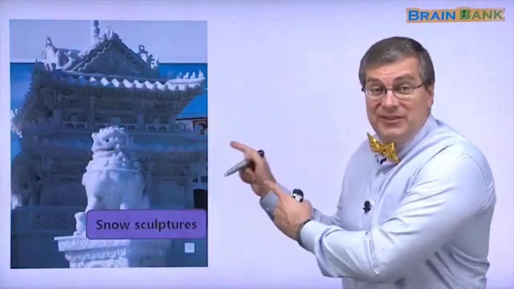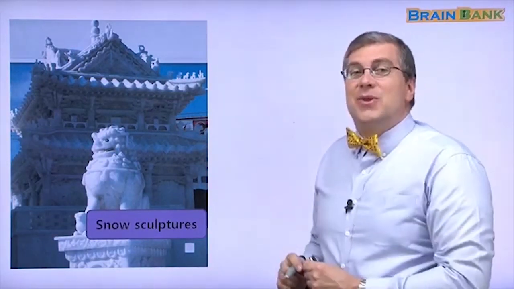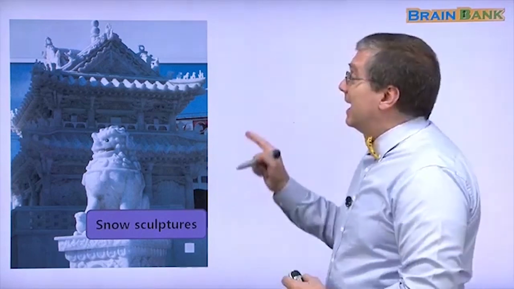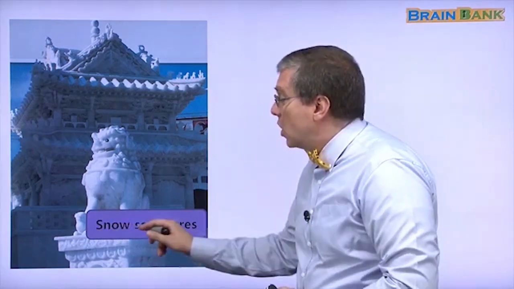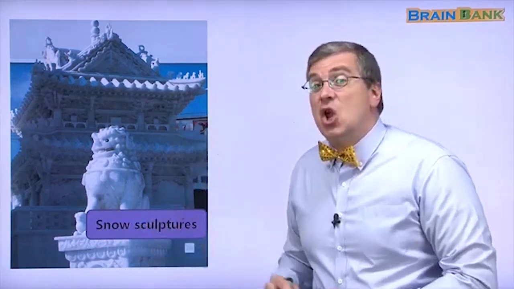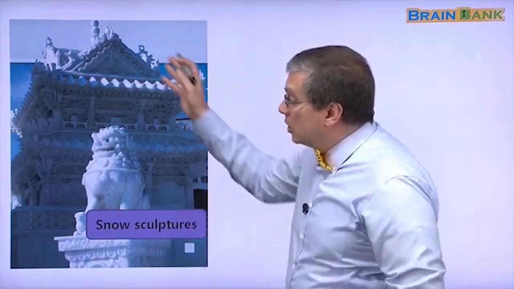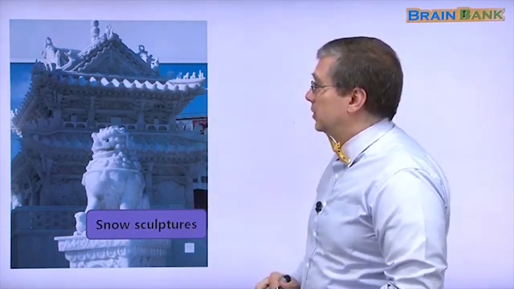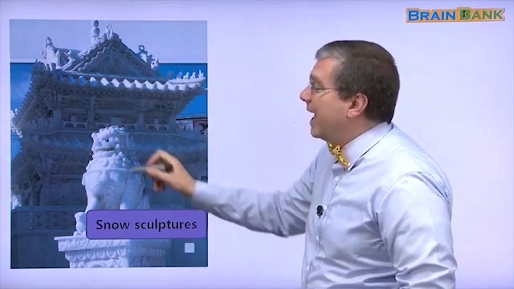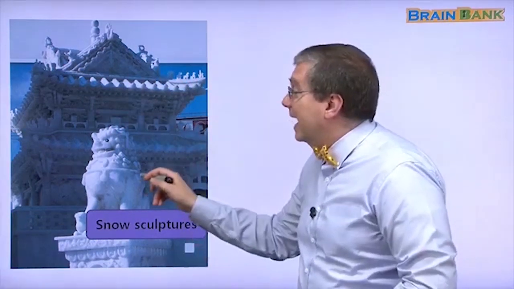Wow! Look at this sculpture. What do you think it's made of? It's made of snow. It is a snow sculpture. That's amazing. Look at the detail. What is the sculpture of? It's a sculpture of a pagoda and a lion in front of it.